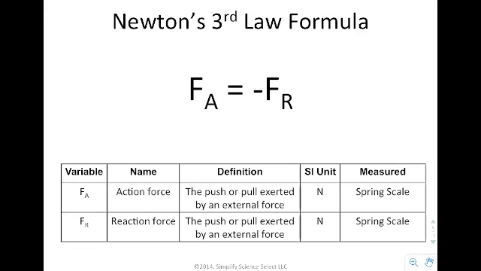This is the mathematical version of this. But what it's saying is that if I apply a force of 100 newtons to the right on an object, then it's going to exert an equal and opposite force, equal in magnitude, and opposite in direction. The negative indicates opposite in direction. So this is Newton's third law in just the mathematical terms.